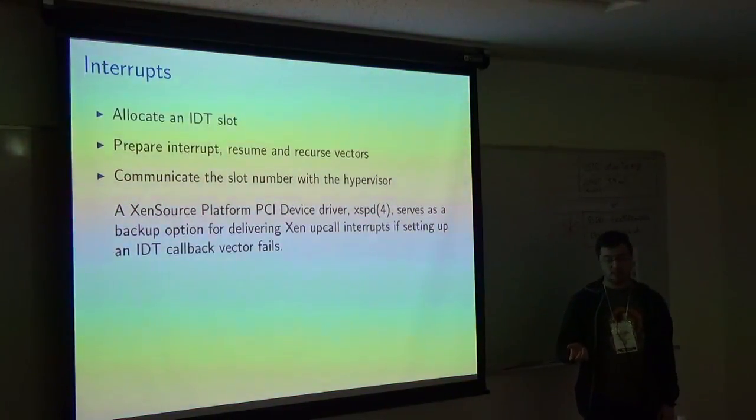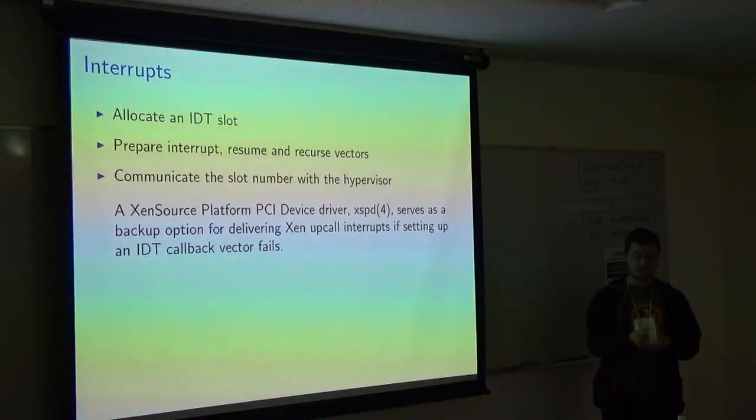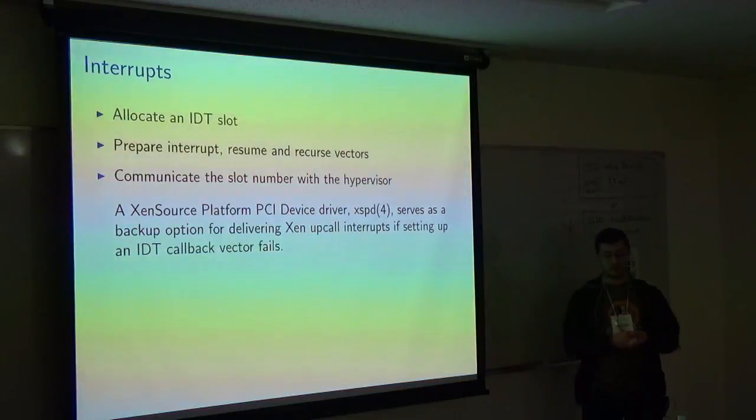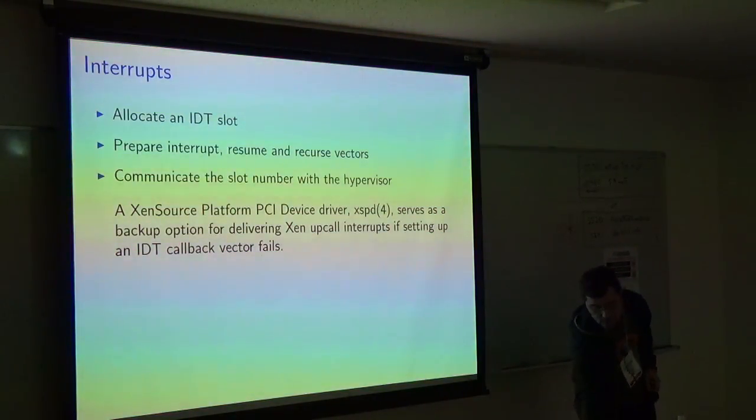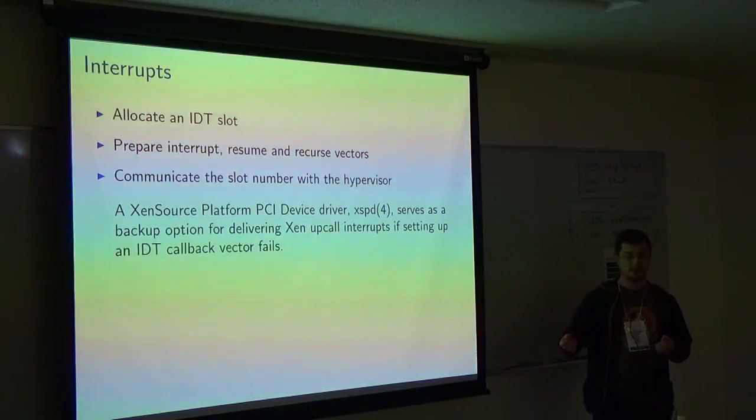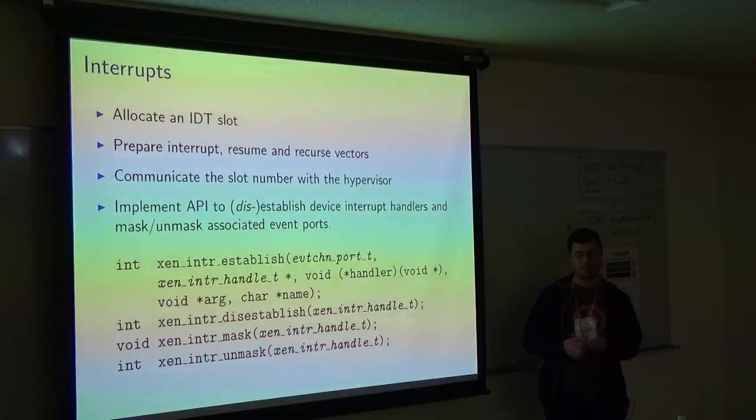Then we communicate the slot number, the IDT slot number, with the hypervisor, and Xen basically can start injecting the interrupts into the guest via this IDT slot. An alternative to injecting using the statically allocated IDT slot for Xen interrupts is to use the so-called Xen platform PCI device driver, XSPD. It serves as a backup option for us right now, but I think it plays a larger role once we have PCI interrupt pass-through support. But basically it's a PCI device, and all it does is establish a PCI interrupt that we communicate to Xen as an alternative to the simple callback vector in the IDT.